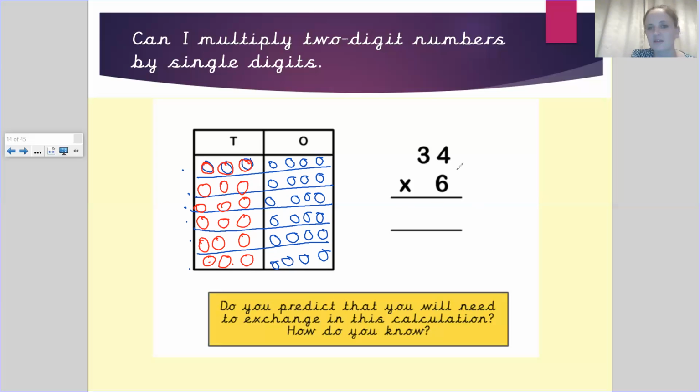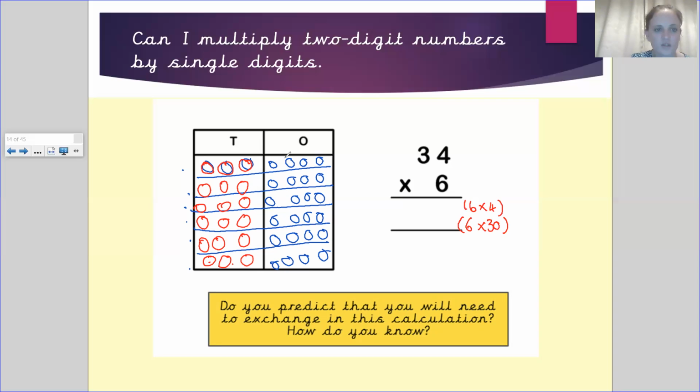If I were to do it in this way, it would be 6 times 4, and 6 times 30, or 30 times 6, and 4 times 6. That is what I'm working out. Now let's add these together.